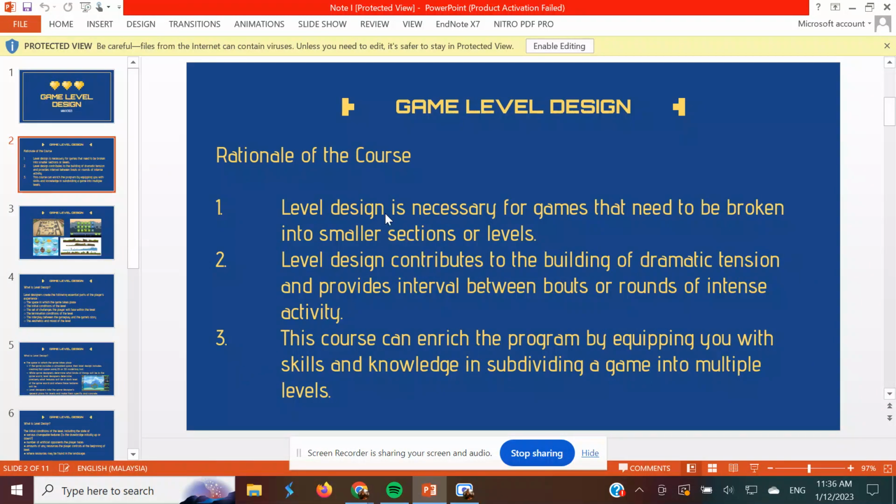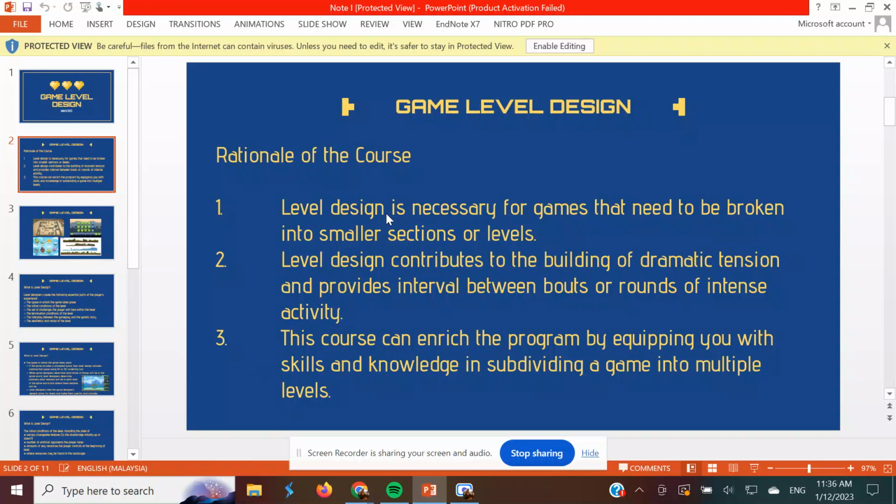Previously in class, I did mention to you guys about the functions of game level design theoretically, and practically I showed you on the Divine Art website some of the references for game level designs. So basically, this is the theoretical explanation on game level designs.